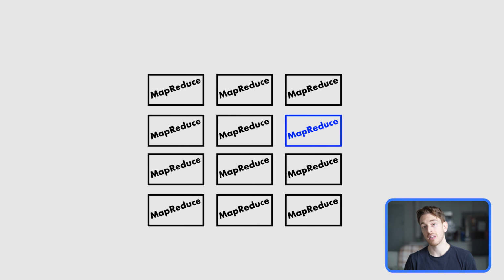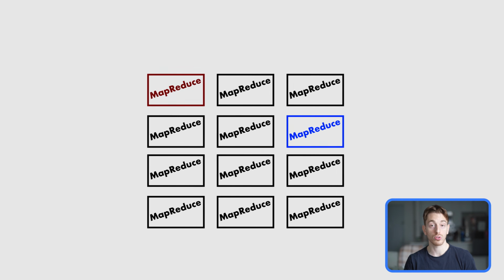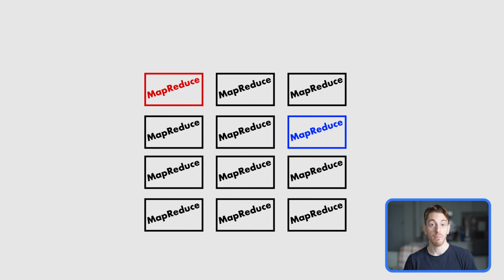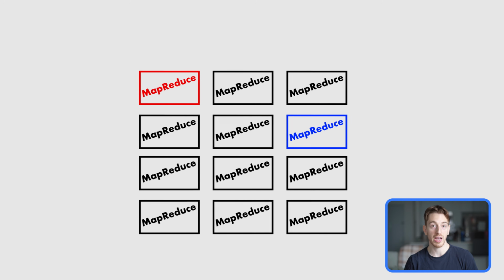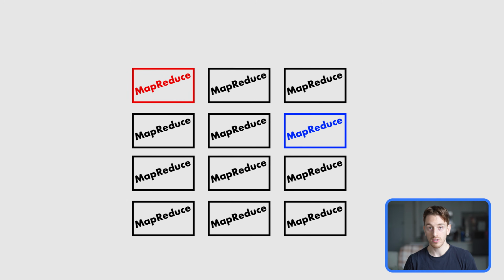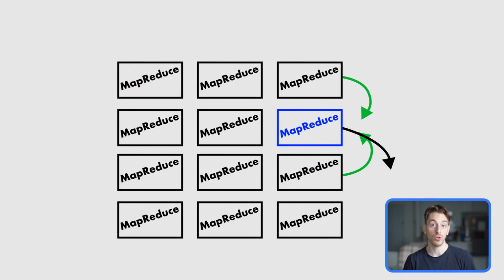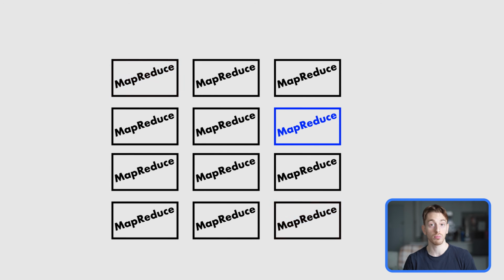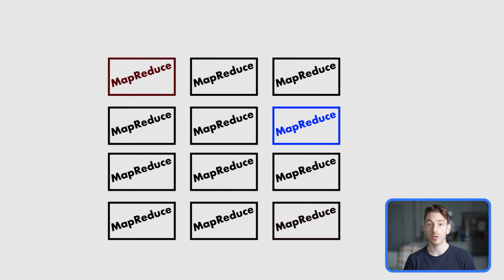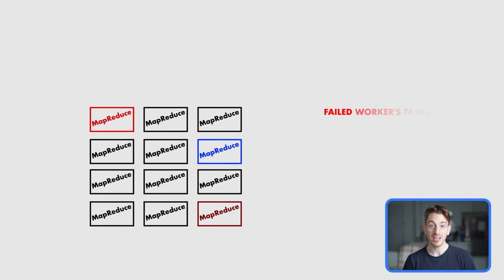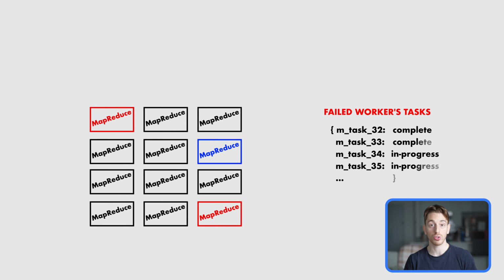Since MapReduce tasks are distributed over a cluster of thousands of machines, machine failures are expected. To handle worker failures, the master will periodically ping each worker, and if no response is received after some time, it will mark the worker as failed. In this case, any in-progress map or reduce tasks on a failed worker will be marked as idle so they can be rescheduled on another worker.